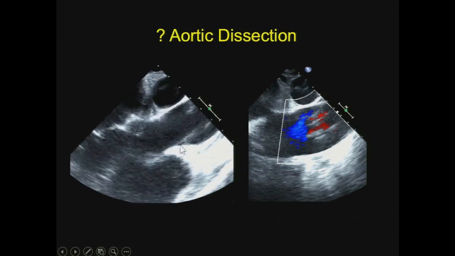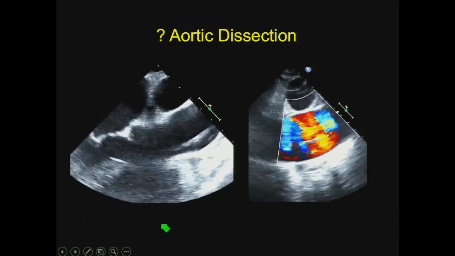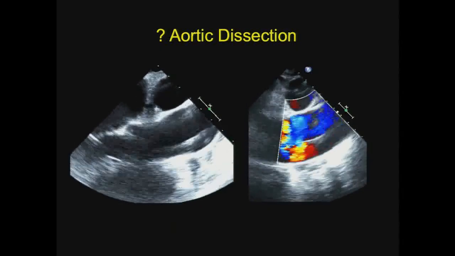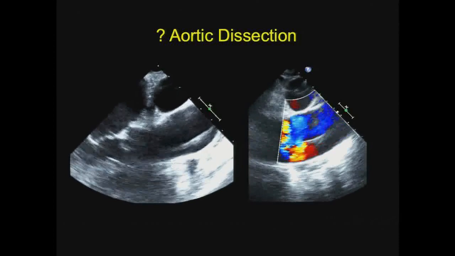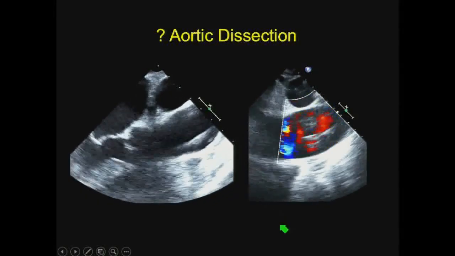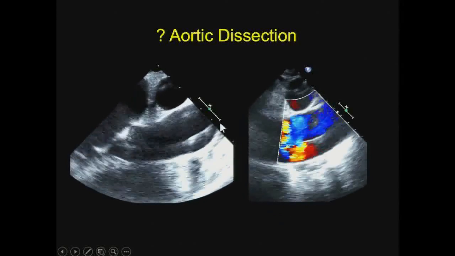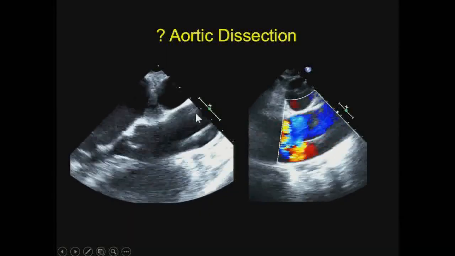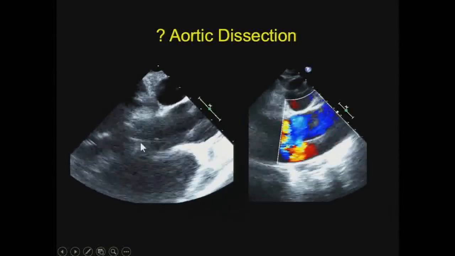Let's run this. How many say yes, there is a dissection? Raise your hand. How many say no, there is no dissection? Raise your hand. Wow. And how many are not sure? Few hands are not sure. Those who do not think there's a dissection, you're right. Here is what looks like a flap, but you can see this signal moving absolutely in synchrony with the other aortic walls. It's an artifact.